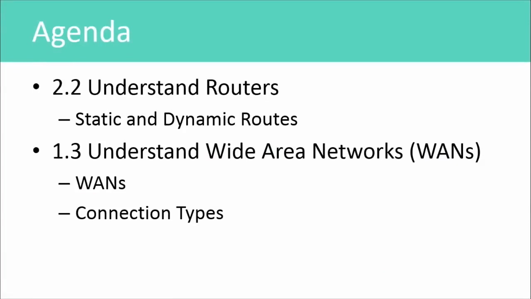We're going to talk about routers, how they work, and more specifically about static and dynamic routes, so the paths that data can take across the internet and across networks. And we're going to talk a little bit more in depth about wide area networks. The internet, of course, is the mother of all wide area networks. It's huge. But we'll focus on what wide area networks are, and then also talk about a few common connection types that you should be aware of, especially if you're heading off to take the Networking Fundamentals exam.